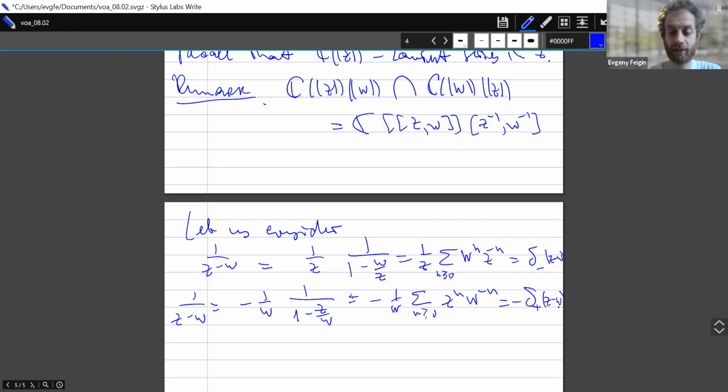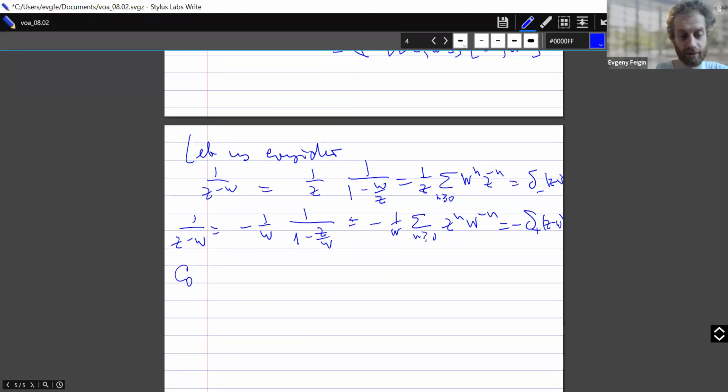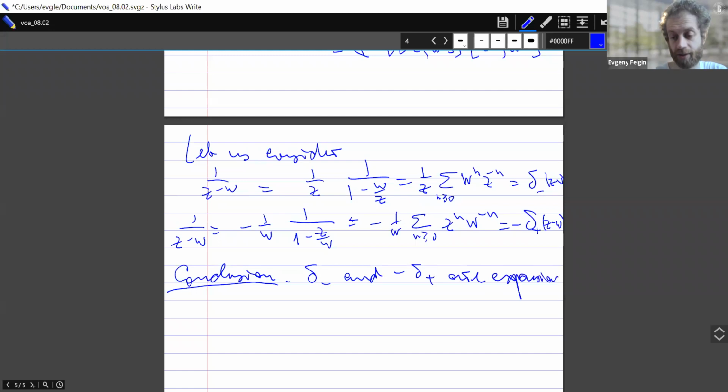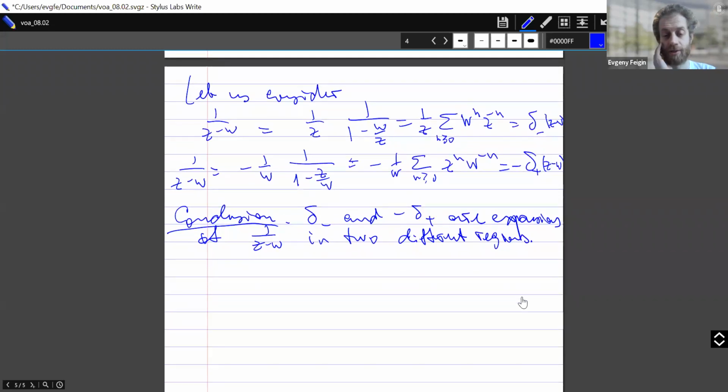Okay, so the conclusion is that delta minus and minus delta plus are expansions of 1 over Z minus W in two different regions. One region is Z over W less than 1, another region is W over Z less than 1. Okay, so this is a remark.